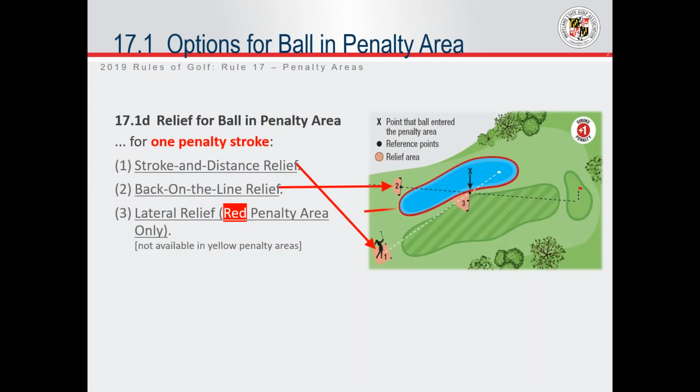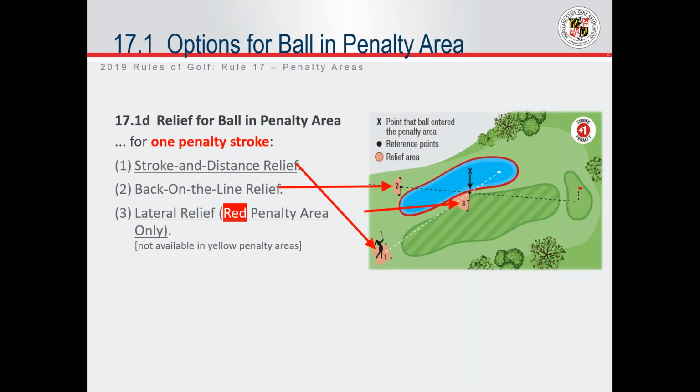So starting with the questions that we had on penalty area relief, I want to talk about the red and yellow penalty areas and the options that we have as a player when we hit it into a penalty area. You can see here on the slide we have a red penalty area that's parallel to the hole, and the player from the tee has hit it into the penalty area and crossed the penalty area where the X is. The X and the arrow show where we last crossed the edge of that red penalty area. And we know for red penalty areas, we have 3 relief options.